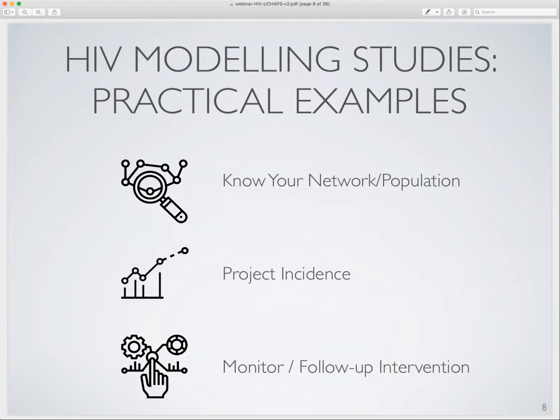Now I'm going to show you an example in each category. The purpose of going through existing studies is to give you an idea of how other groups have done something that may be similar to what you may want to do. I will circulate the references of these papers after this webinar, so you will be able to go back to these studies and have a more detailed look.